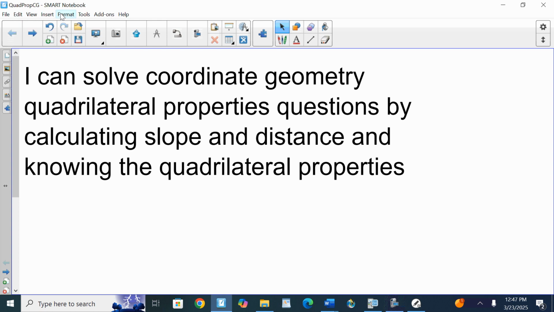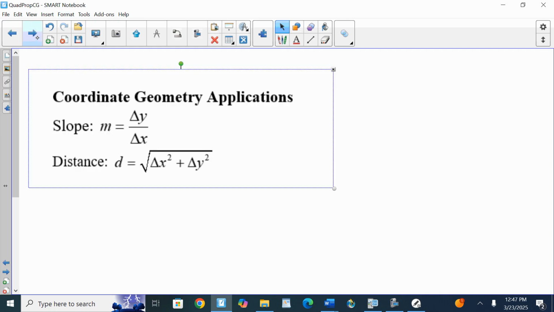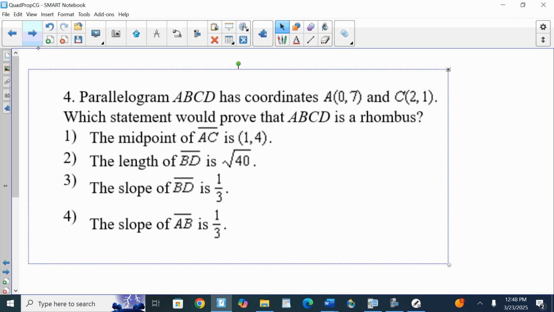Hello everybody, I can solve coordinate geometry quadrilateral properties questions by calculating slope and distance and knowing the quadrilateral properties. I don't consider this an easy lesson. It's not that commonly asked, but it's come up enough where I want to talk about this. You need to know your slope and distance formulas. If you don't, then stop right now. Goodbye. Learn that first. You do need to know your parallelogram properties.